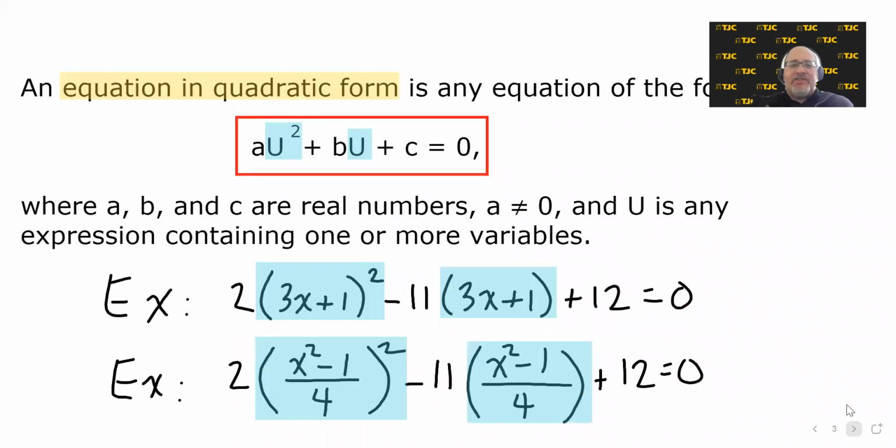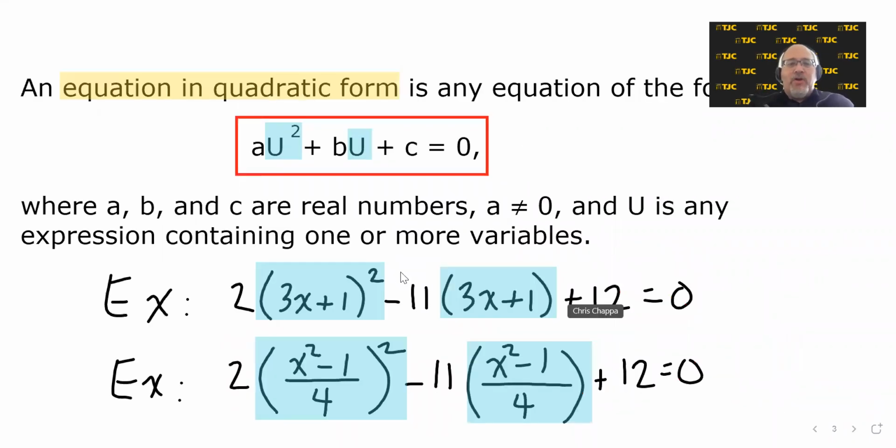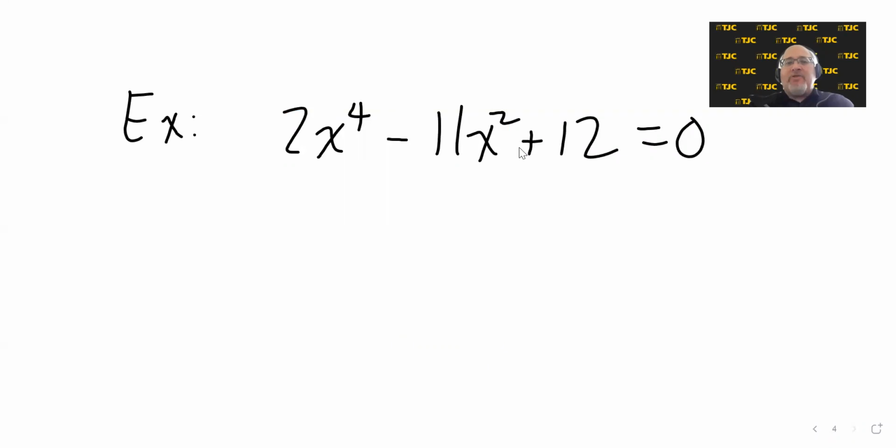And then the 12 is a constant. But all 4 of these equations, including this one, are structurally the same. The only difference is what's getting squared. Now, this one's a little trickier because unlike these two that explicitly have a square and a first power, this one does not. This has a fourth power and a second power.